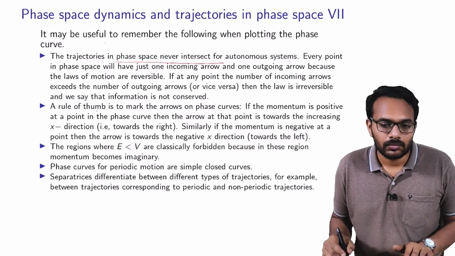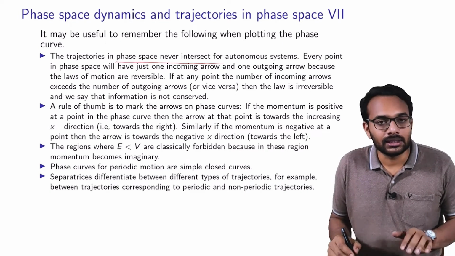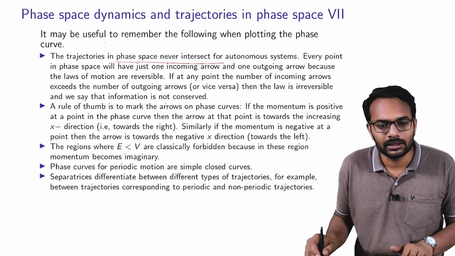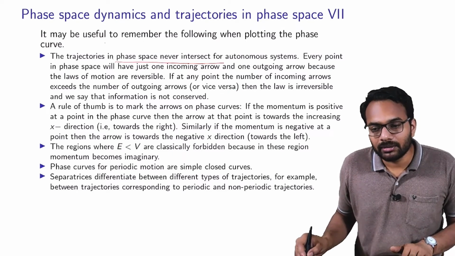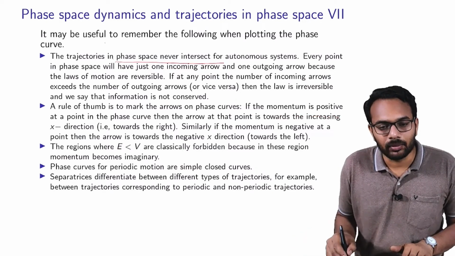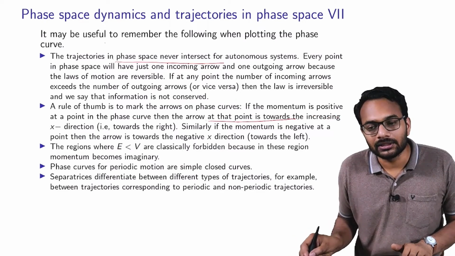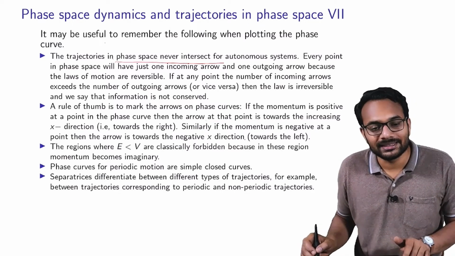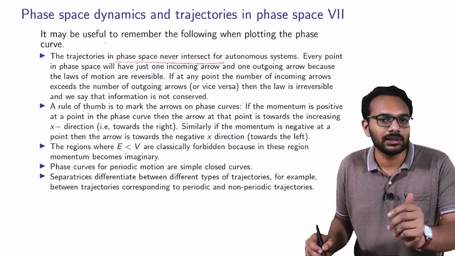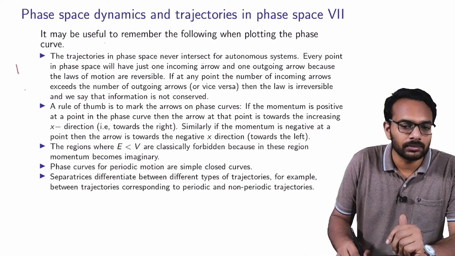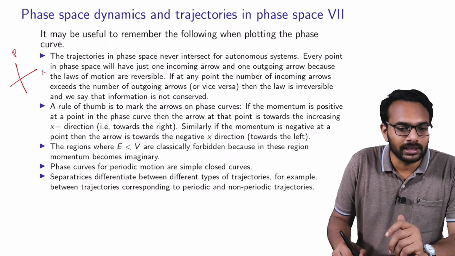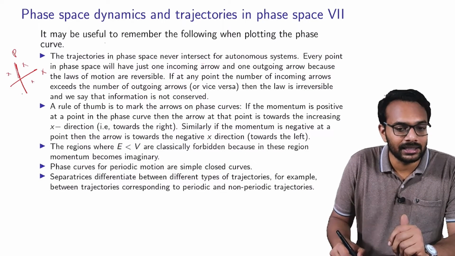Now let's talk about marking arrows. We said that we need to mark arrows on the phase space trajectory. A rule of thumb is that if the momentum is positive at a point in the phase curve, then the arrow at that point is towards the increasing x direction, towards the right. If the momentum is negative, then the arrow is towards the negative x direction. How do you see this? Suppose you have this p-x plane. In which cases is momentum p positive? p is positive here and p is positive here. p is negative here and p is negative here.